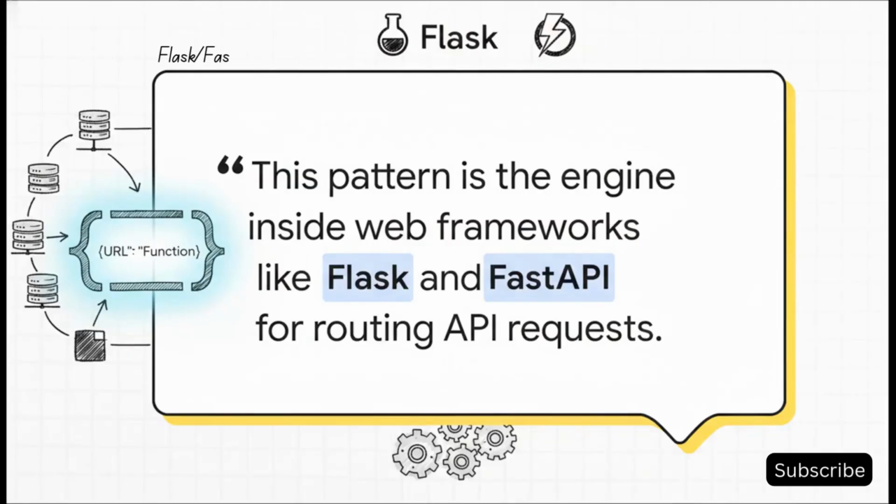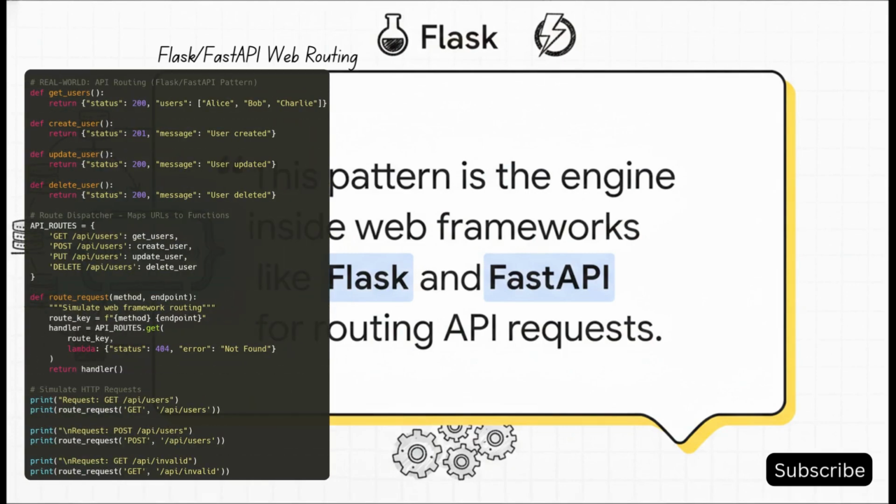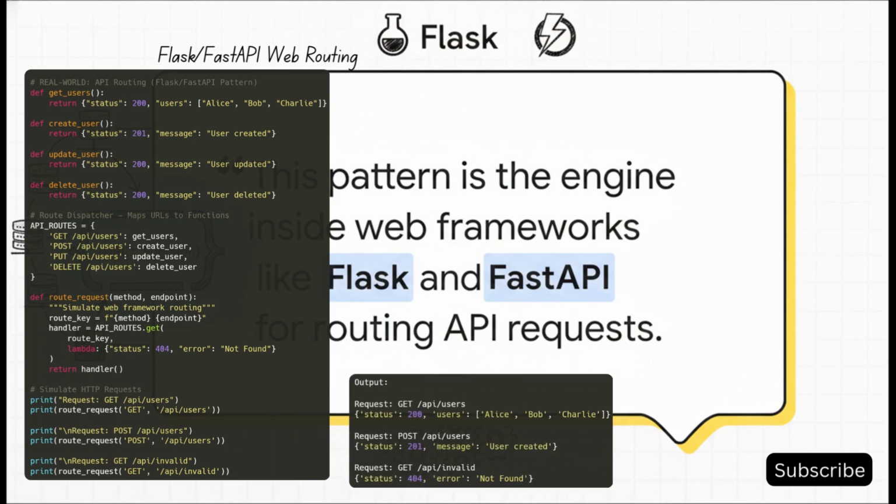And listen, this isn't just some clever little trick. This is literally the engine running inside major web frameworks. When you visit a URL, frameworks like Flask and FastAPI use this exact dispatch pattern to map that URL path to the specific function in your code that's supposed to handle the request. It's at the very core of how modern web routing works. It's fast, it's efficient, and it's incredibly robust.